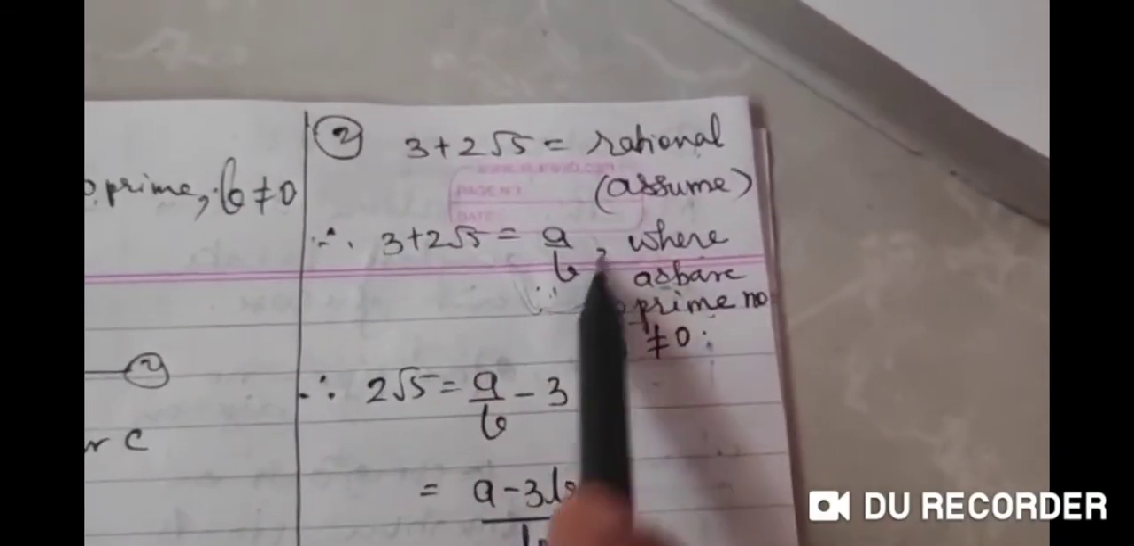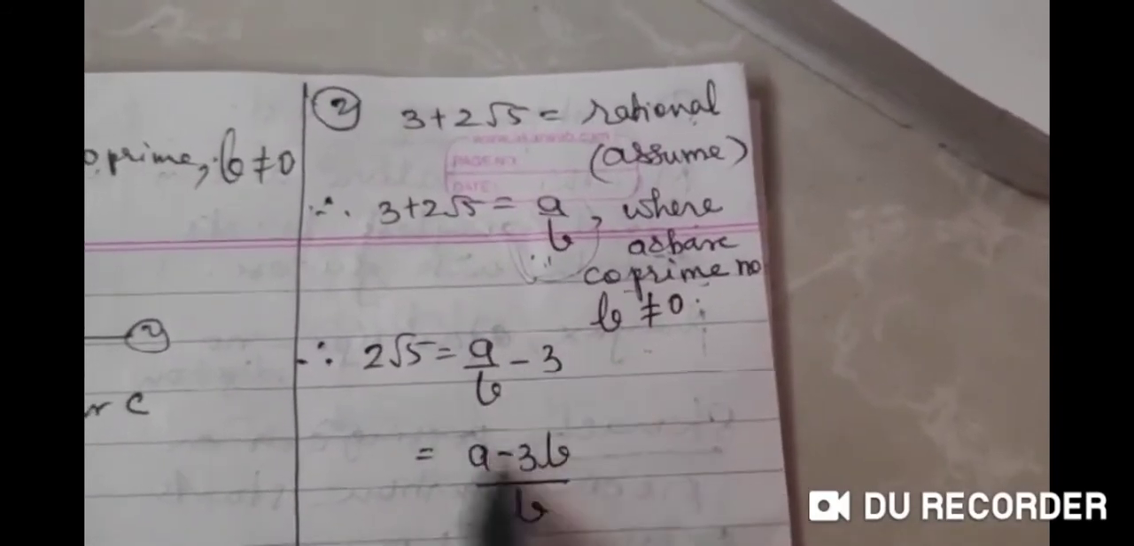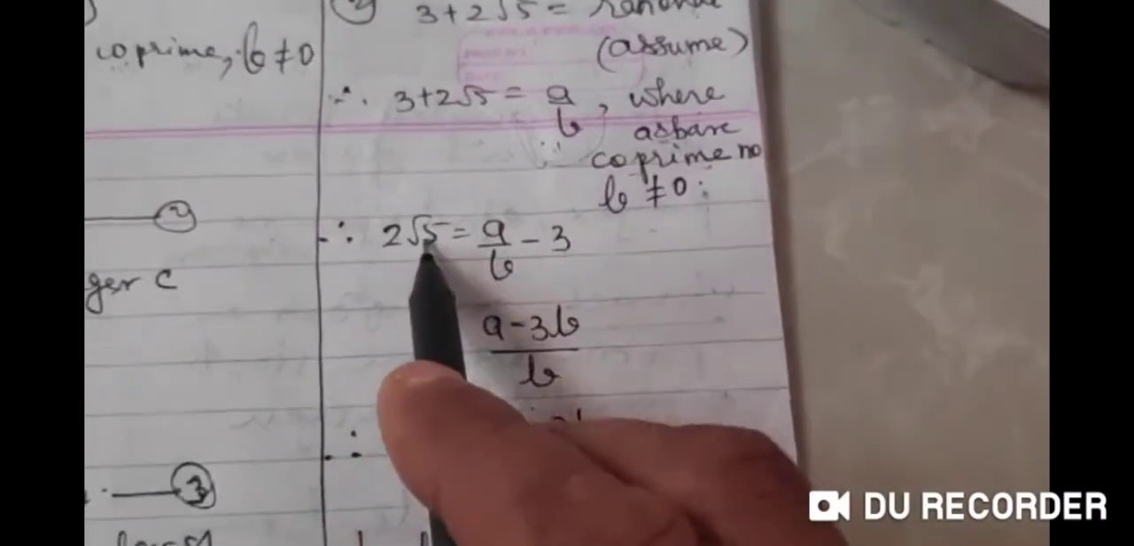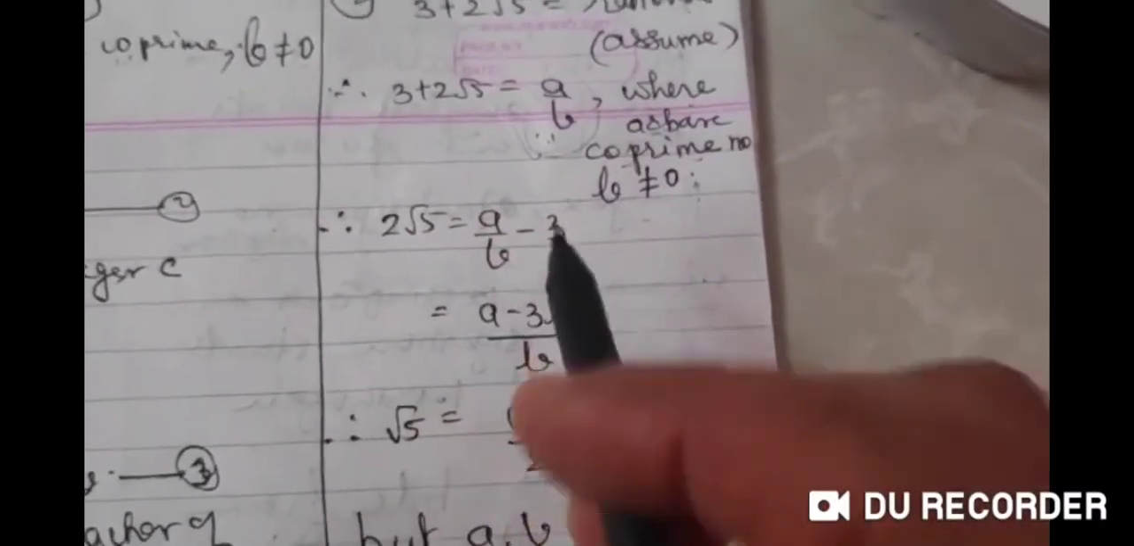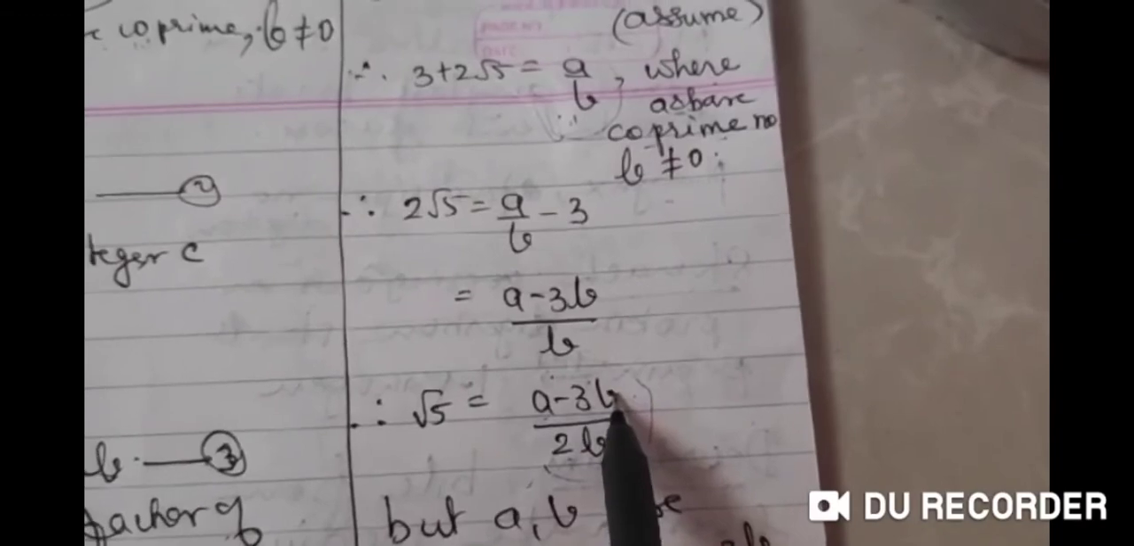So 3 can be transferred, so you will get 2 root 5 is equal to a upon b minus 3. Now LCM over here will be a minus 3b upon b. Clear? So if I want to find out root 5, the 2 will be taken and hence it will become a minus 3b upon 2b. Now in this particular part, a and b you have assumed to be integers, isn't it?